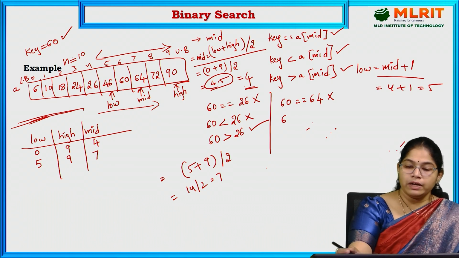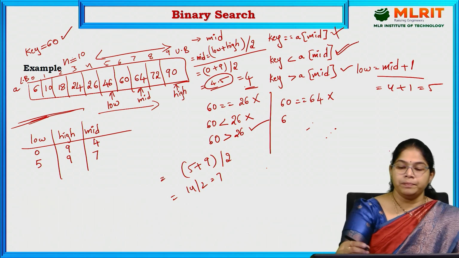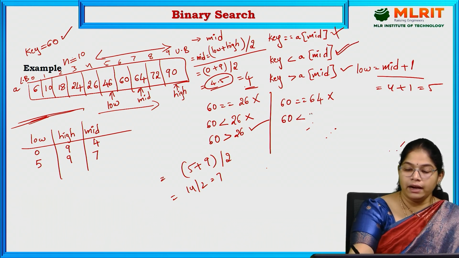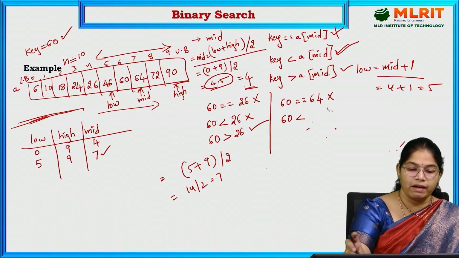Now we have to check the next condition, that is key less than a of mid. 60 less than a of mid. So here a of mid is a of 7. In a of 7 we have a value of 64.